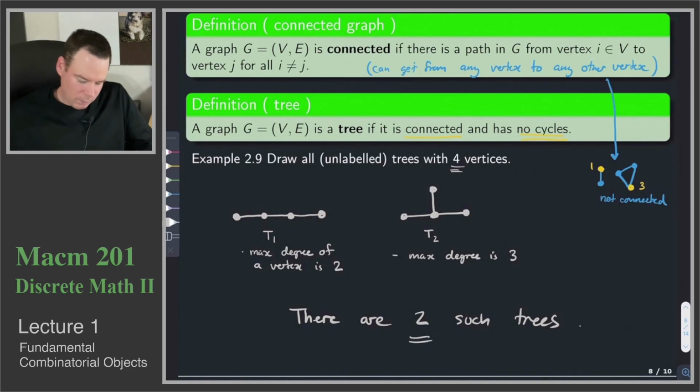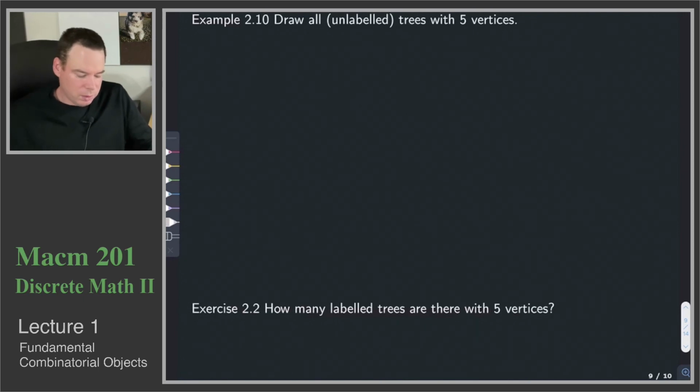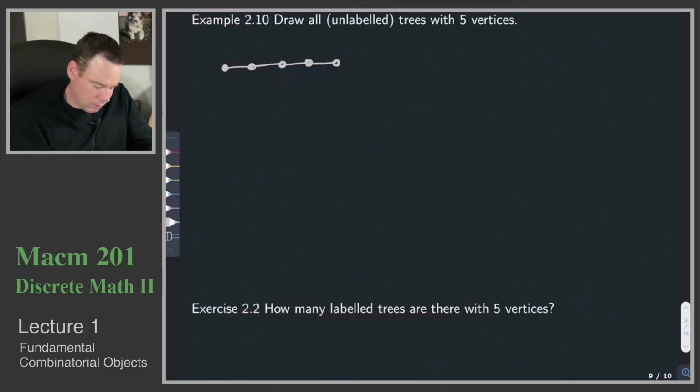So let's have a look at the next example. Now we're going to draw all unlabeled trees with 5 vertices. So pause the video, try it out yourself. Okay, let's see what we can do. We want to draw all trees with 5 vertices. We can say, well, let's start with the ones that have maximum degree 2. So if I've got maximum degree 2, that means I'll have a vertex of degree 2, another vertex of degree 2, another vertex of degree 2, and then I'm going to have these two ends that have degree 1. So there's one such tree. We'll call that one T1.